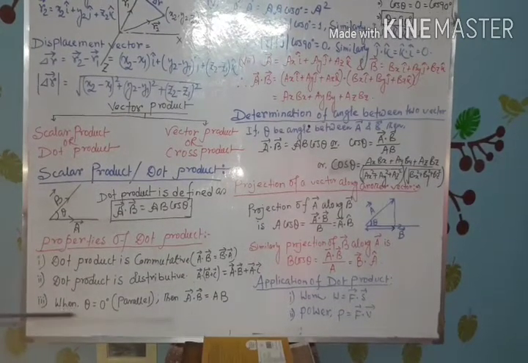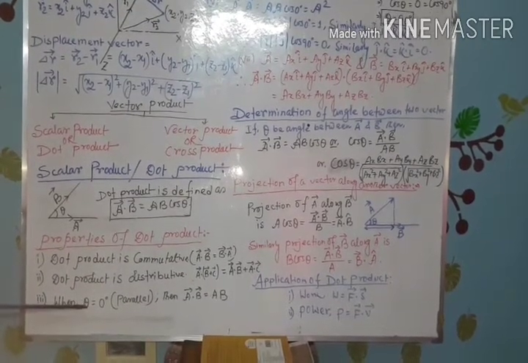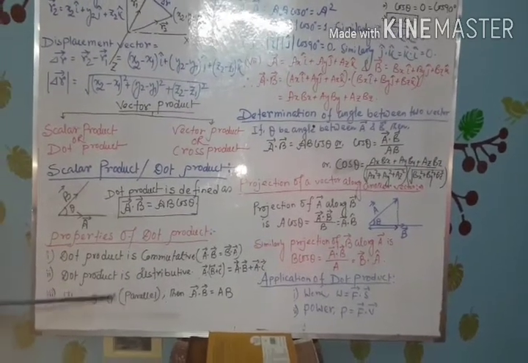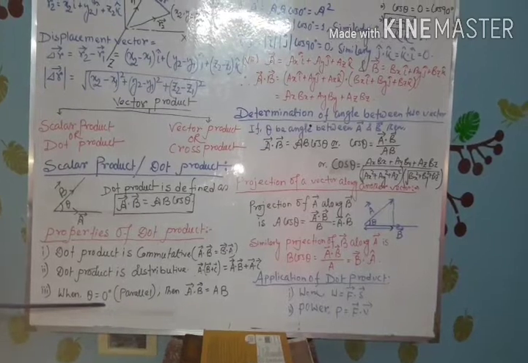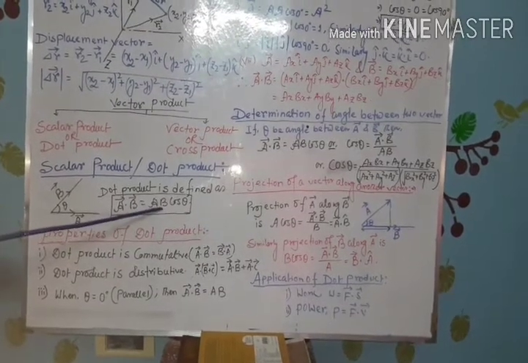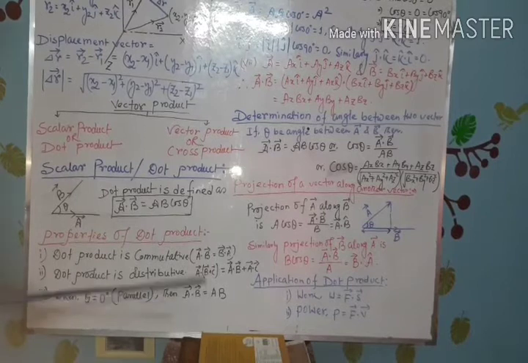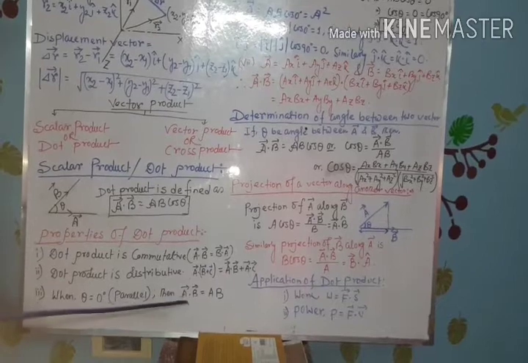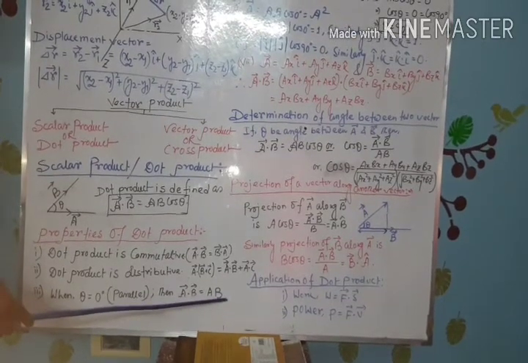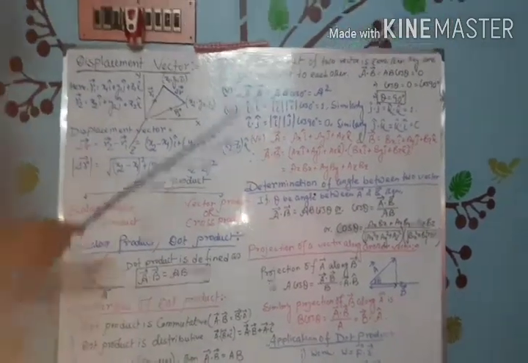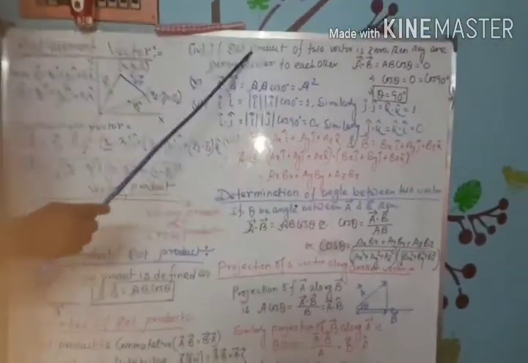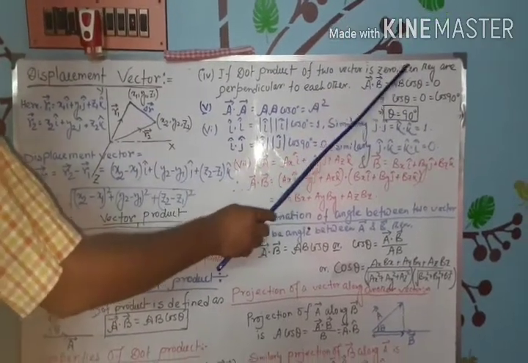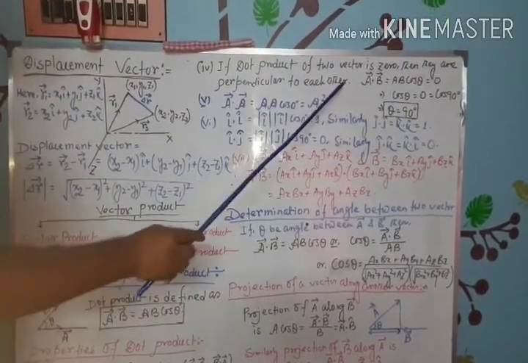Number 3, whenever you perform the dot product of two parallel vectors, whenever the two vectors are parallel, the angle between them we know is 0 degree. So from the definition of dot product, A dot B equal AB cos 0, and we know that cos 0 degree is 1, so that's why A dot B equal AB. Clear? Next, this is very important. Numerical is asked on this concept. If the dot product of two vectors is 0, then they are perpendicular to each other.